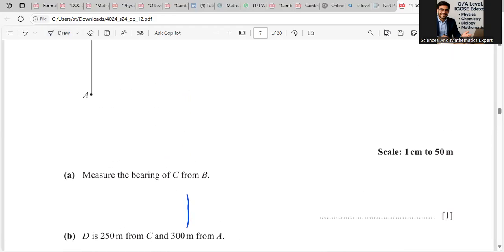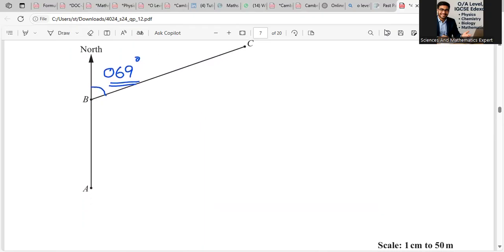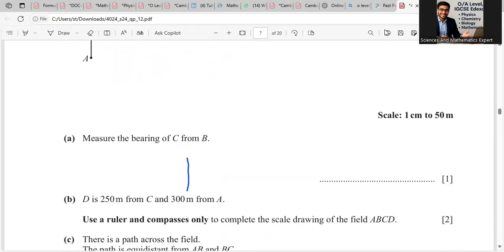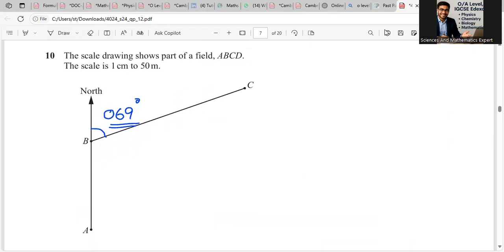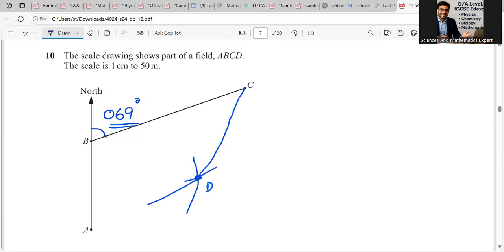Wait a second. If I look here, there is D, which is 250 meters from C and 300 meters from A. 250 meters means 5 centimeters. So I take 5 centimeters and draw a curve in this form, and then 6 centimeters from the other point, and this will be the location of my point D. I will join this point to this point, and then A to C. He said it is 250 meters, so I'm taking 5 centimeters, and this one is 300 meters, so I'm taking 6 centimeters.